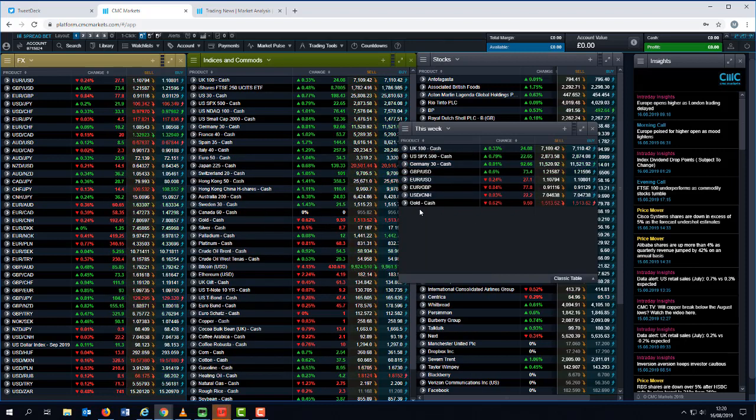These key breakouts in the Chinese yuan and the gold price are very key arbiters to the direction of travel for equity markets going forward. While they remain above key support levels, the yuan and gold, then it's very much a sell the rally mentality, I think, as far as equity markets are concerned.